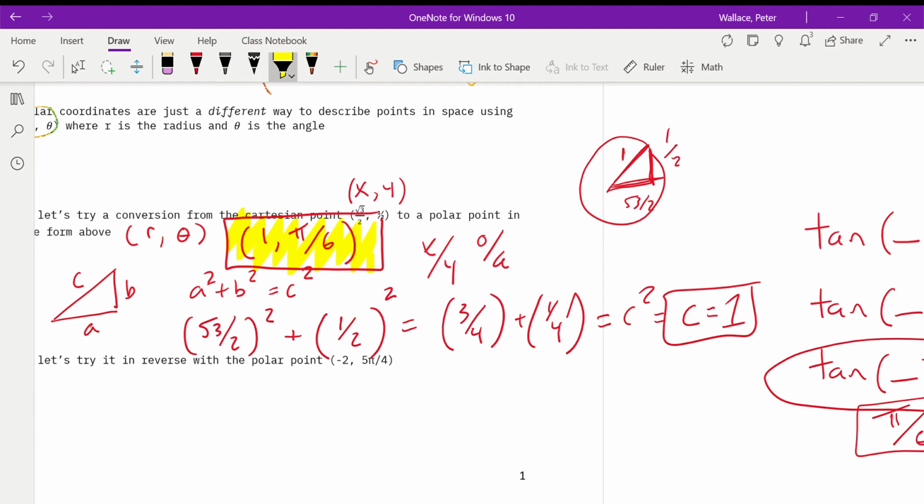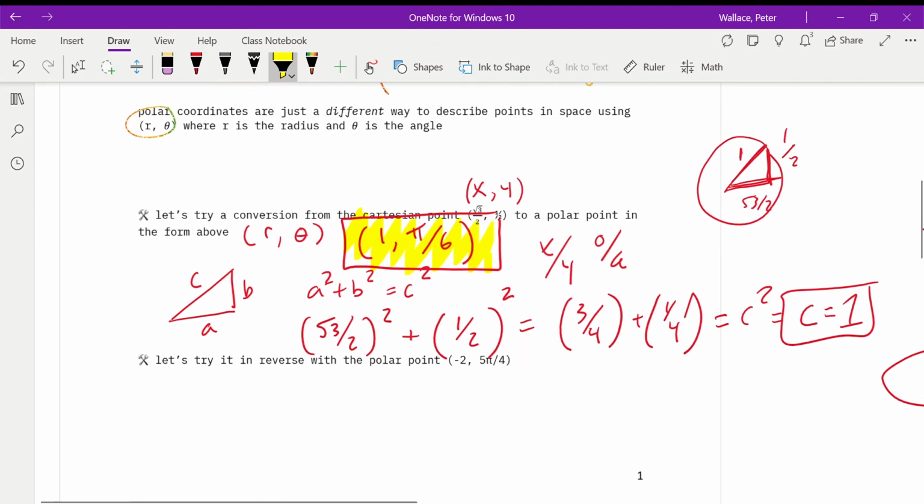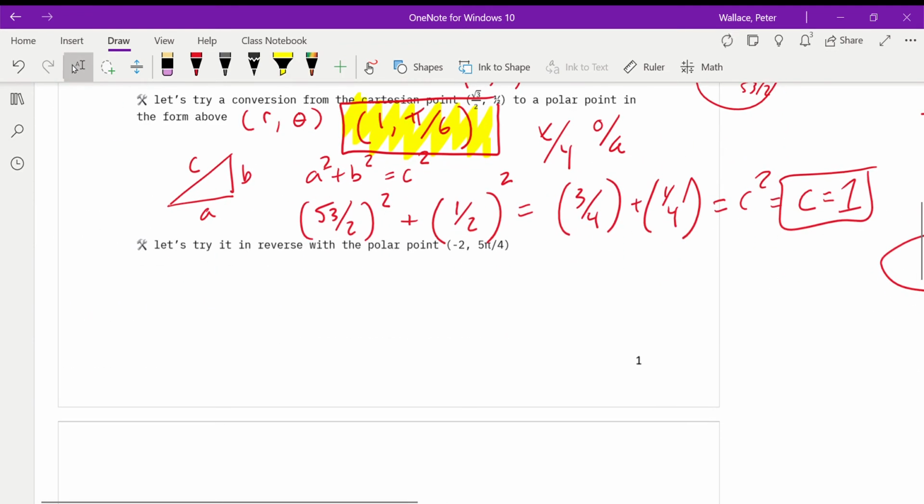And our 1 is going to be our radius of our unit circle, and pi over 6 is the angle, which matches up. Pi over 6 will match up with our sine equaling 1/2 and our cosine equaling root 3 over 2. So kind of nice concept connection there, to use a Mr. Singer term. So let's go in reverse.